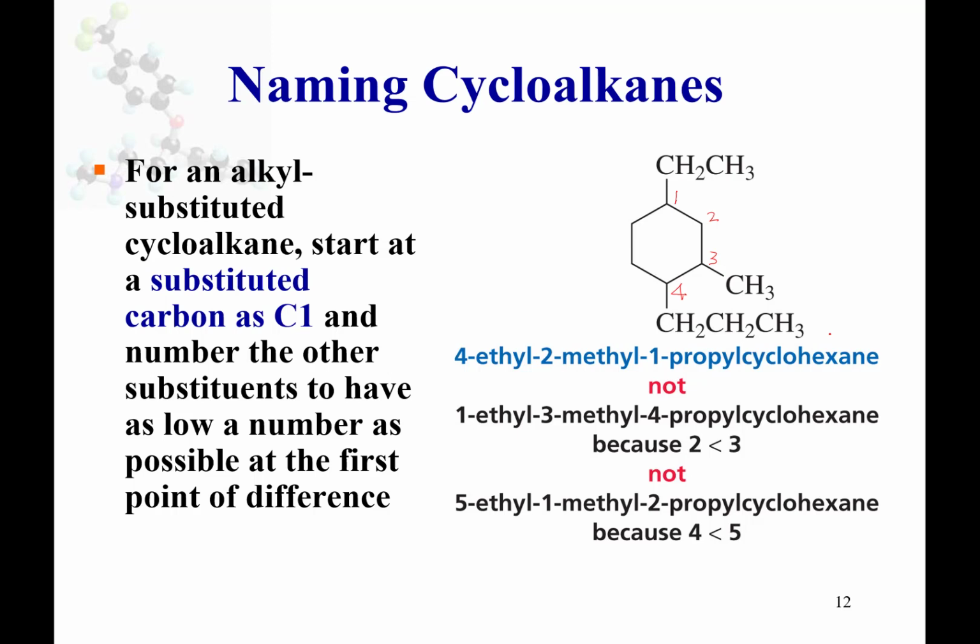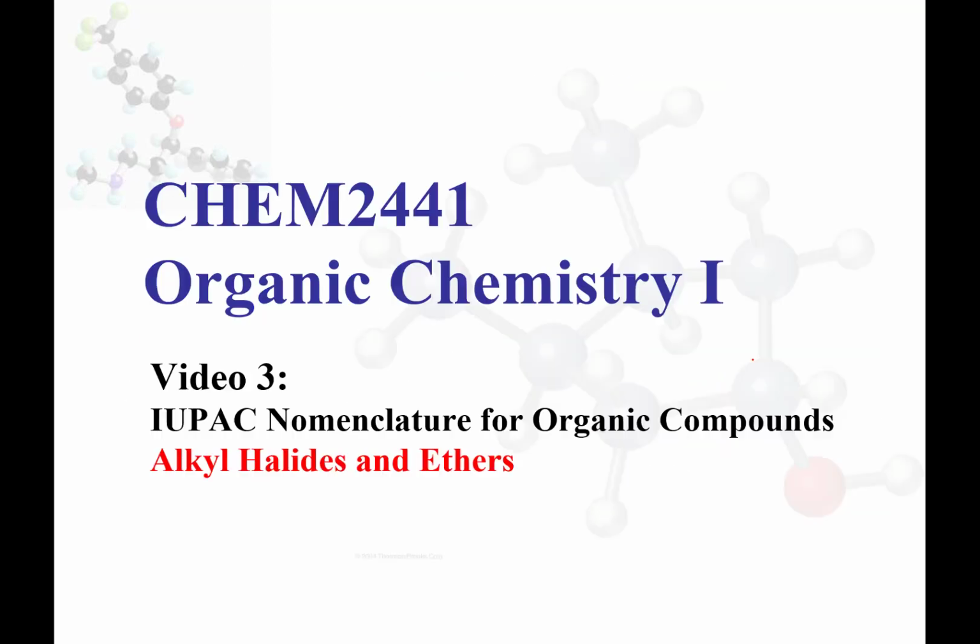This is actually not the lowest numbers possible. If we now name this 1, 2, 3, 4, 5, this is also not the lowest numbers possible because they could be even smaller. For the case when we take this to be carbon 1, we end up with the numbers 1, 2, 4. So it's 4-ethyl, 2-methyl, 1-propylcyclohexane. These are the lowest possible numbers for these substituents.